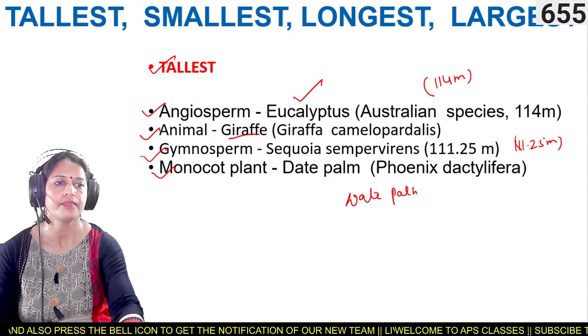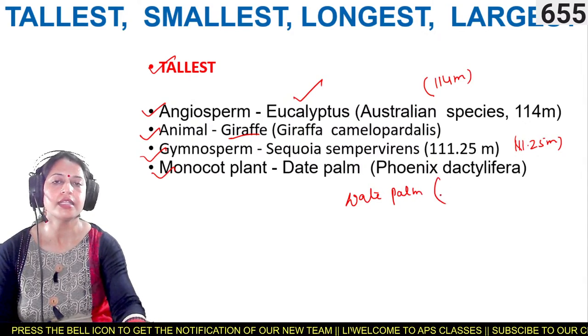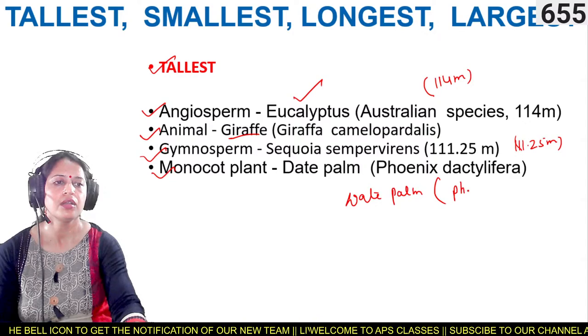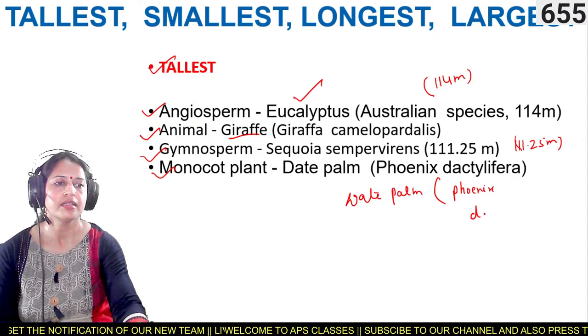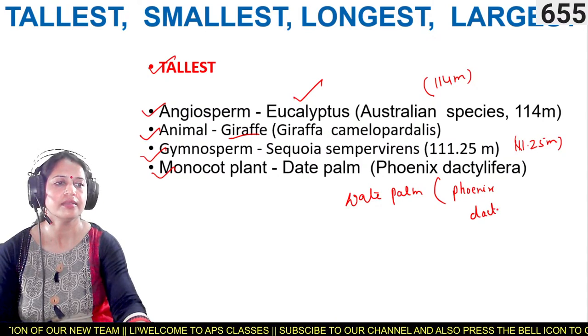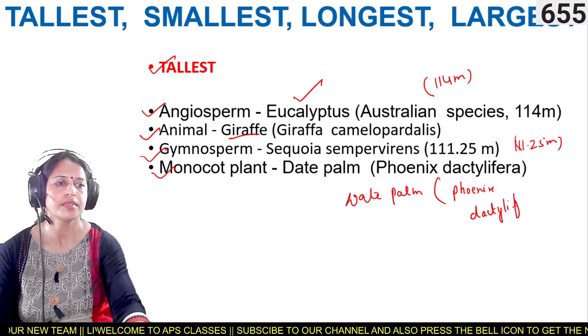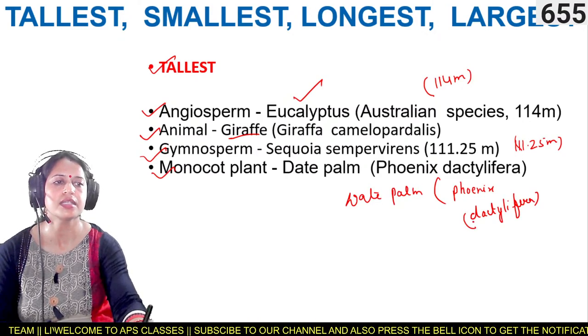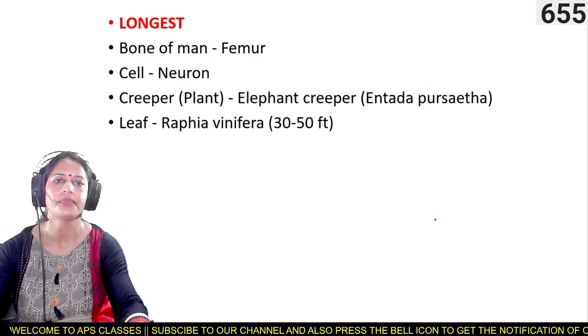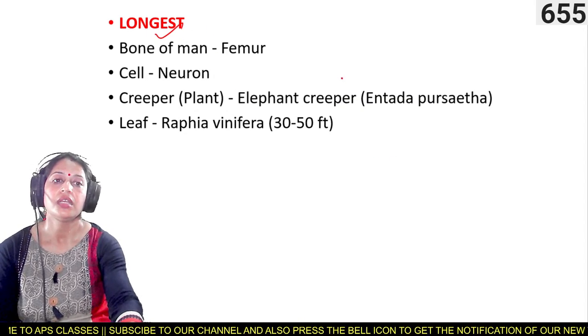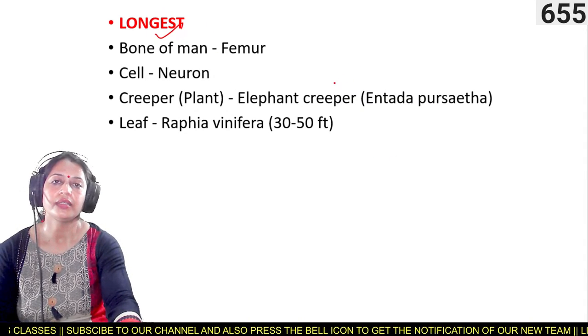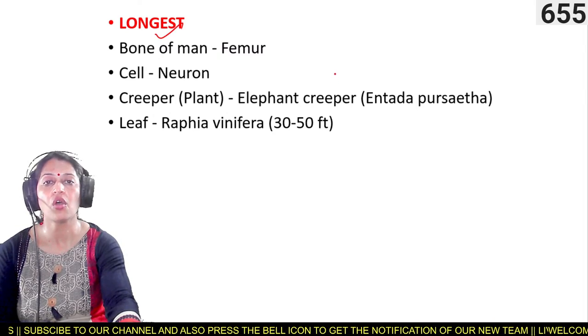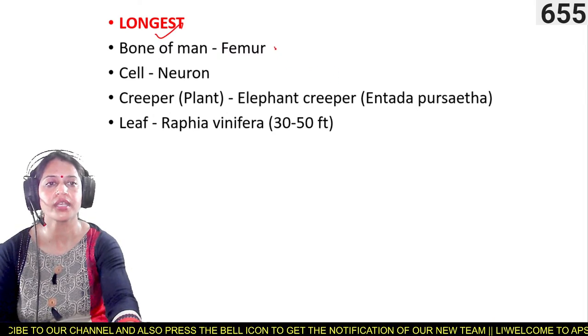Next is monocot plant, that is the date palm, and the scientific name of date palm is Phoenix dactylifera. Next is longest. Human bone, that is the femur. It is the longest.